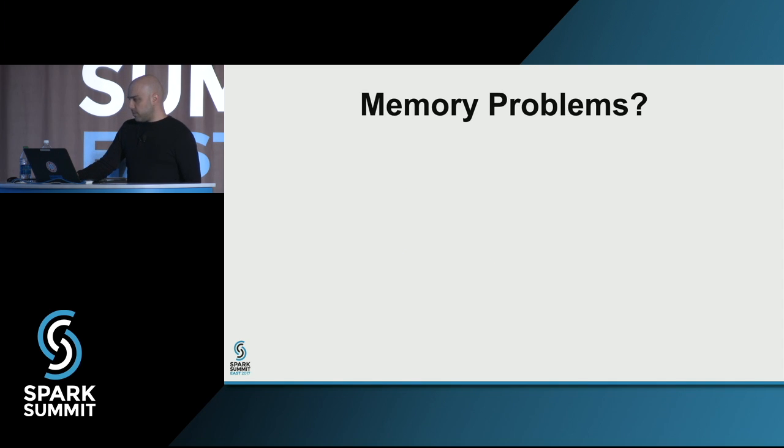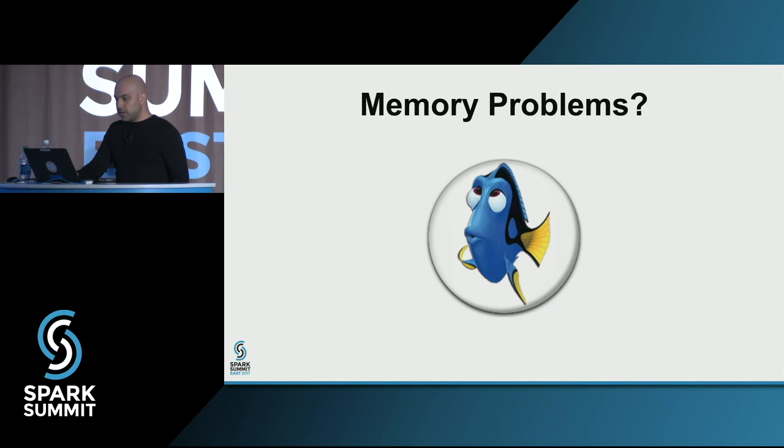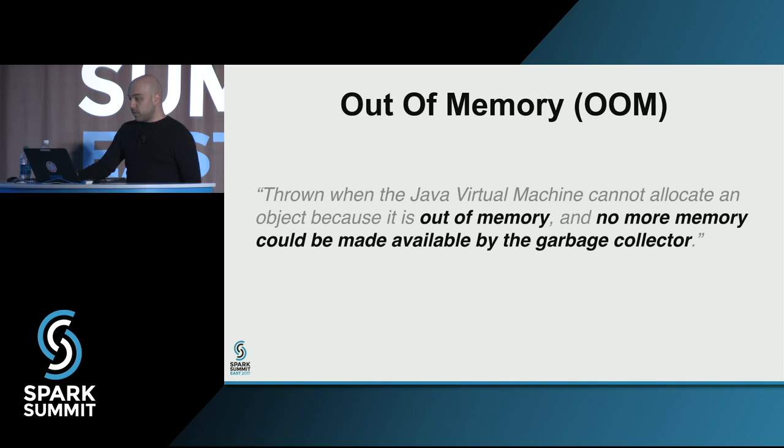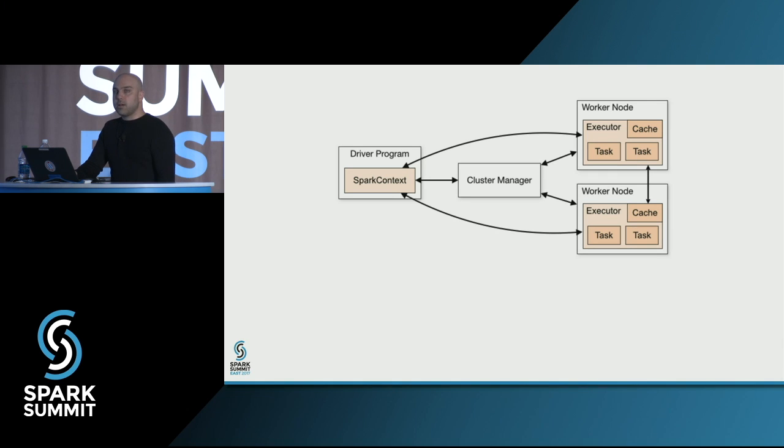The first recipe here is memory problems. So besides Dory, you can also have memory issues with Spark. Before that, let's see what an out-of-memory error is. Out-of-memory problems start when your garbage collector, as usual, cannot give you any more memory. In Spark, this can happen either at your driver program or at the worker node, which means you have to watch out for two different things.